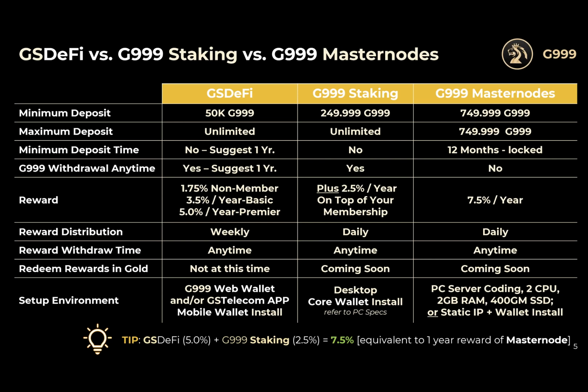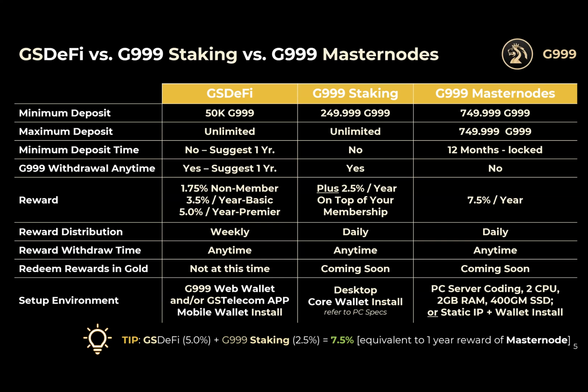What are the rewards across these three? On the DeFi, if you're a non-member, you're going to get 1.75 reward value of the 50,000 initially staked or more. You're going to get 3.5 if you're a basic member, and 5.0% if you're a premier member. Plus, if you increase your G99s to 2499.999 and above, you get an additional 2.5% on top of your reward membership. And then we all know you get 7.5 on a Masternode. Your reward distribution for your GSDeFi is weekly, whereas it's daily for staking and Masternodes. Your reward withdrawal time is any time.